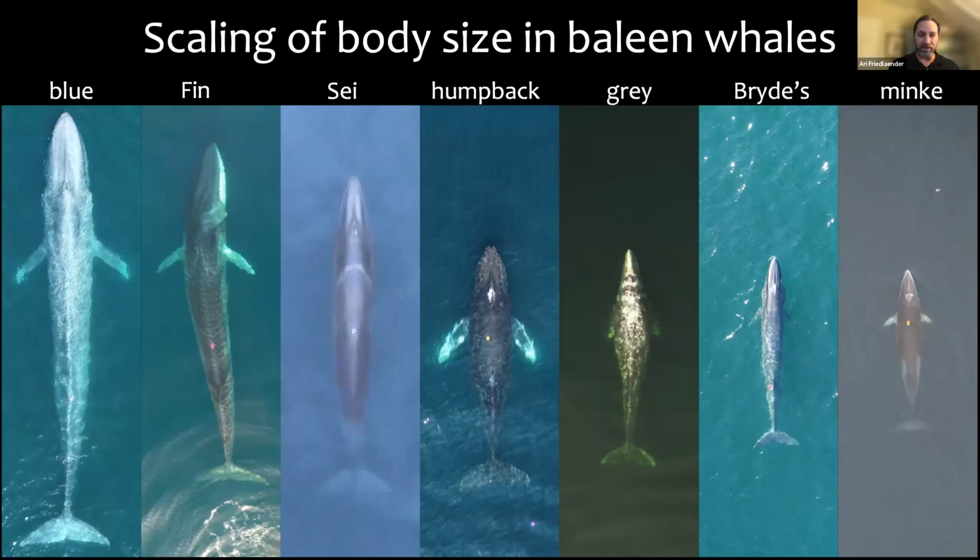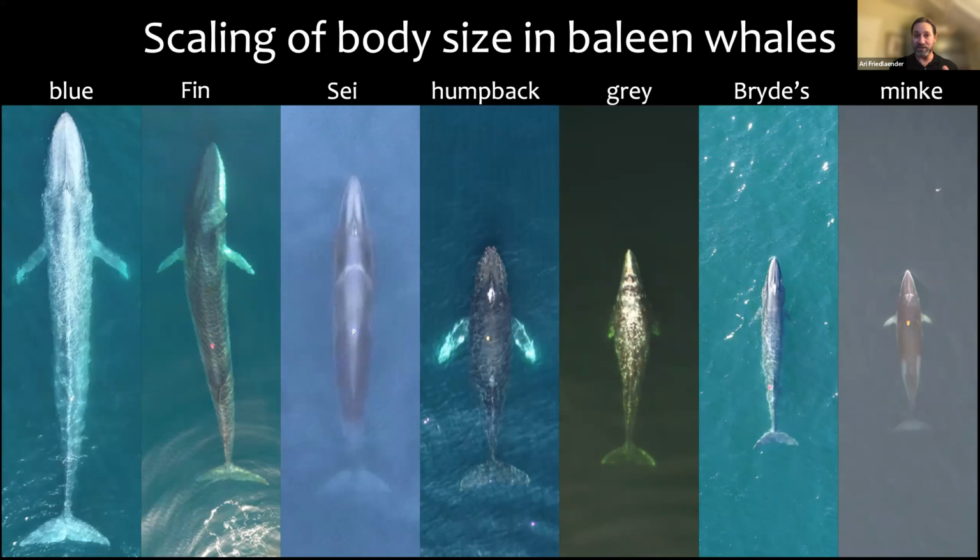This is an image that I think is really cool. This is coming out in a paper by Paolo Segre, one of our postdoctoral students, on the scaling of body size in baleen whales. And this is great because it shows a couple of different tools. These are all images collected from drones, and all but I think one of the whales in here, the gray whale, I can't find it on, all of these whales have one of our little biologging tags on them.